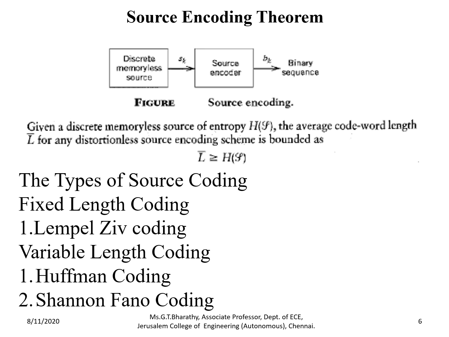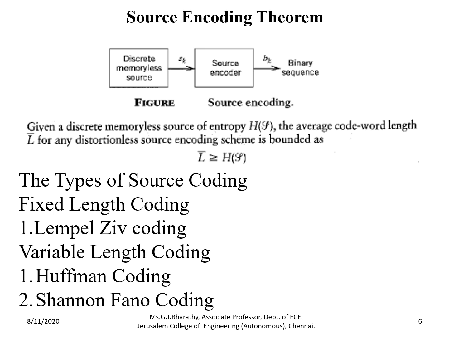So when the source encoding process is done satisfying this condition, we can easily retrieve back the actual sequence from the encoded sequence. That is, L bar should be greater than or equal to H of S, where L bar is the average code word length and H of S is the entropy of the source, where S is the discrete memoryless source. The types of source coding techniques you can classify into two main categories. One is fixed length coding and the other one is variable length coding. Example for a fixed length coding is Lempel-Ziv coding, and examples for variable length coding are Huffman coding and Shannon-Fano coding.